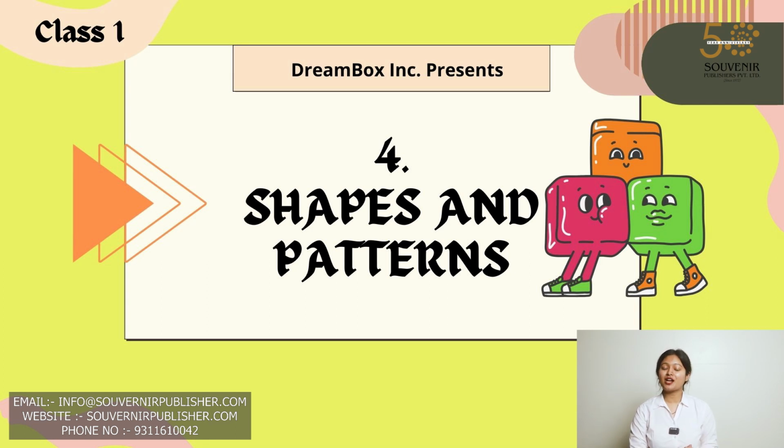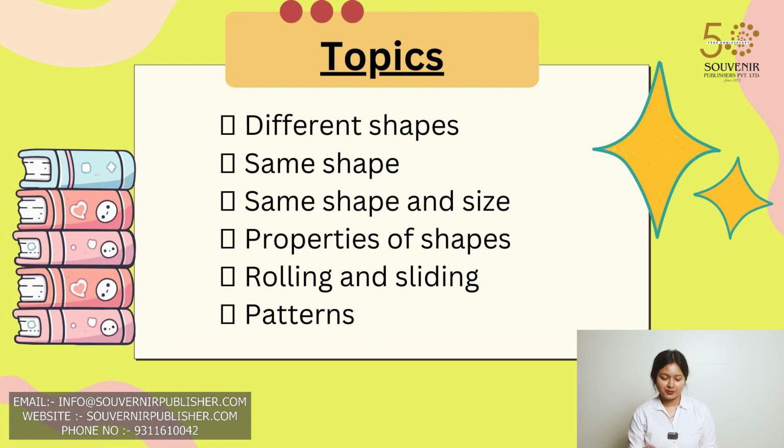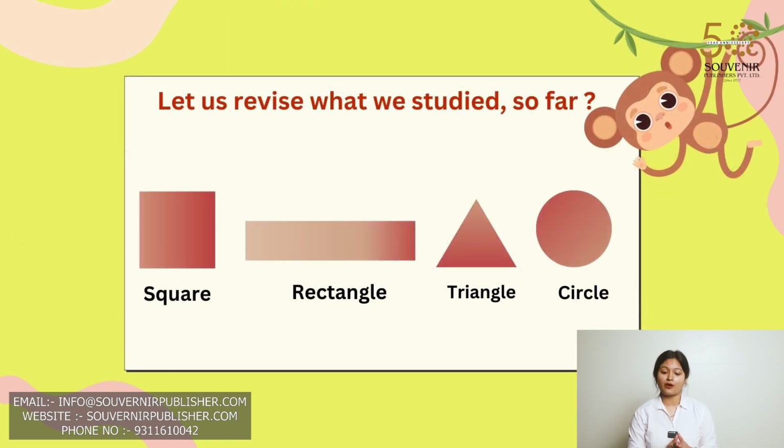Today we are going to start with chapter number 4, Shapes and Patterns from your book Amber Maths Semester 1. So let's begin. Topics to be covered: different shapes, same shape and size, properties of shapes, rolling and sliding, and last topic, patterns. Let us revise what we studied so far.